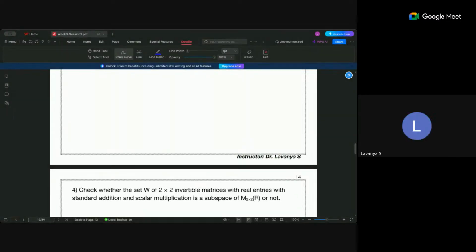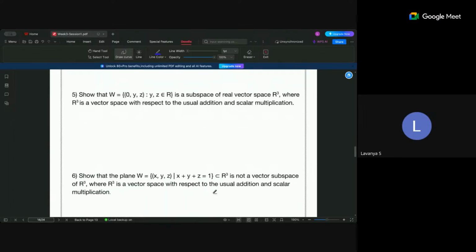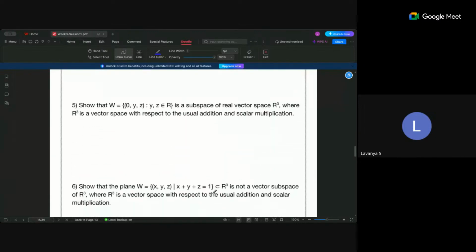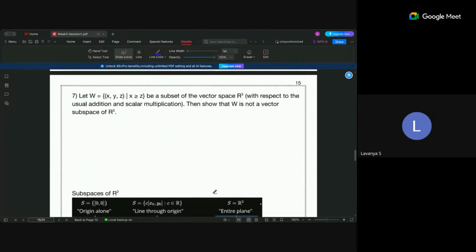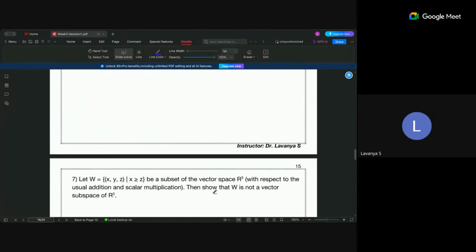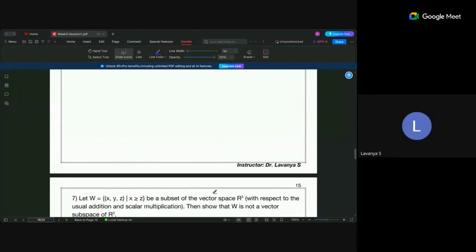Okay. So this matrix example, maybe we will keep it for the next sessions. We have some more examples here, but let us just stick to R2 today because we are almost running out of time. So only the examples, right?